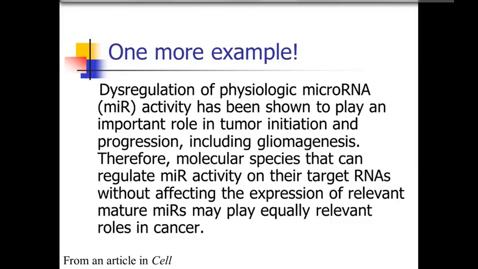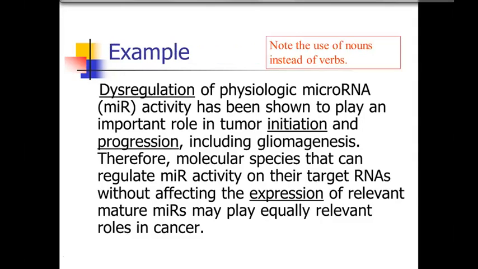So for this example, I'm going to point out some very specific features that make these two sentences difficult to read. First, as in the examples we saw earlier, there's the use of nouns rather than verbs. The authors use dysregulation, initiation, progression, and expression. Those are all nouns that could have been verbs: dysregulate, initiate, progress, and express. Verbs really move the sentences along, whereas nouns slow the reader down.